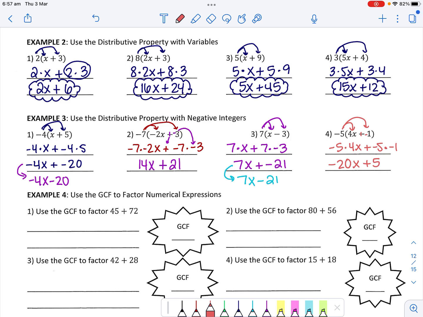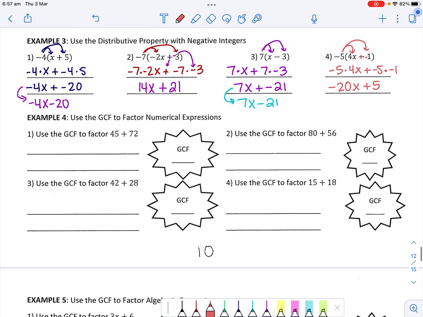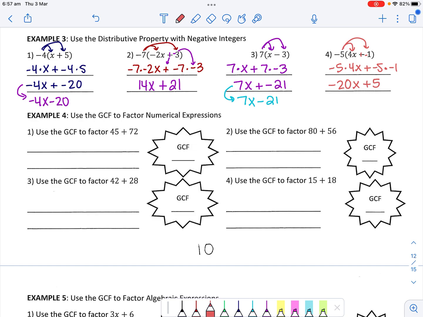In example number 4, we are now going to be going the other way. So we're going to be finding the number on the outside of the parentheses and then breaking down our expression the other way. We're going to start with the two things that are going to be added together, and we're going to end with the expression that has the parentheses in it. We are looking for the greatest common factor, so the greatest common factor between 45 and 72, and between 80 and 56. And you can see I have the little stars there for our greatest common factors.